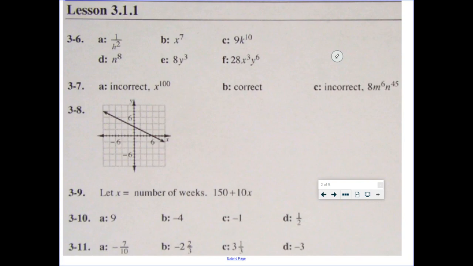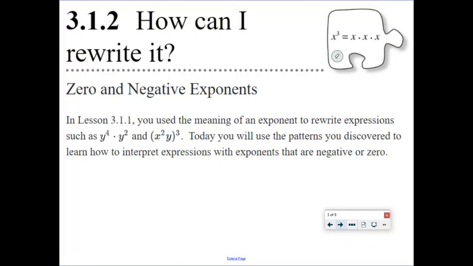Okay, so hopefully you checked your homework. Hopefully everything was good. We're going to go ahead and move on now. So you need a blank piece of paper. Please label it 312 for today's lesson. And let's get started with it.